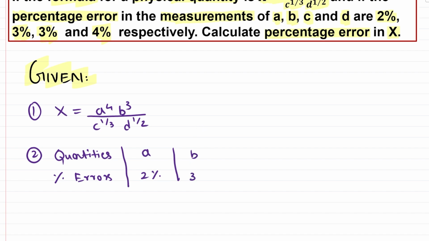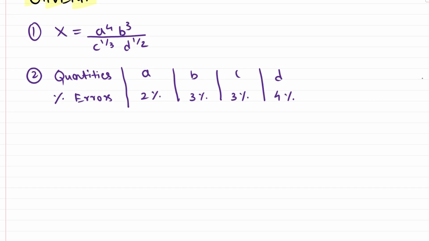For quantity B the error is 3%. For quantity C the error is 3% as well. And finally D के measurement में the percentage error is 4%. इसके अलावा और कुछ information question में नहीं दिया है. So now let's move on to our next section, that is the to find section.